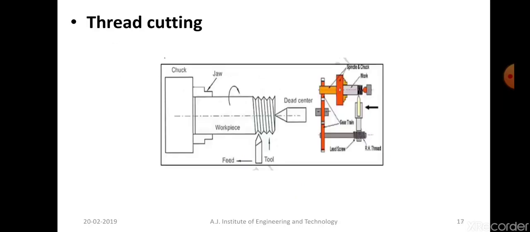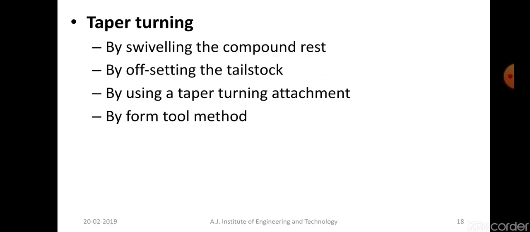Okay, after thread cutting, the next operation is taper turning. There are different methods in which taper turning can be performed. They are swiveling the compound rest, offsetting the tailstock, using a taper turning attachment, or the form tool method. In the syllabus you will not have to study all the methods. You will have to study two methods, that is the swiveling the compound rest method and the offsetting the tailstock method.